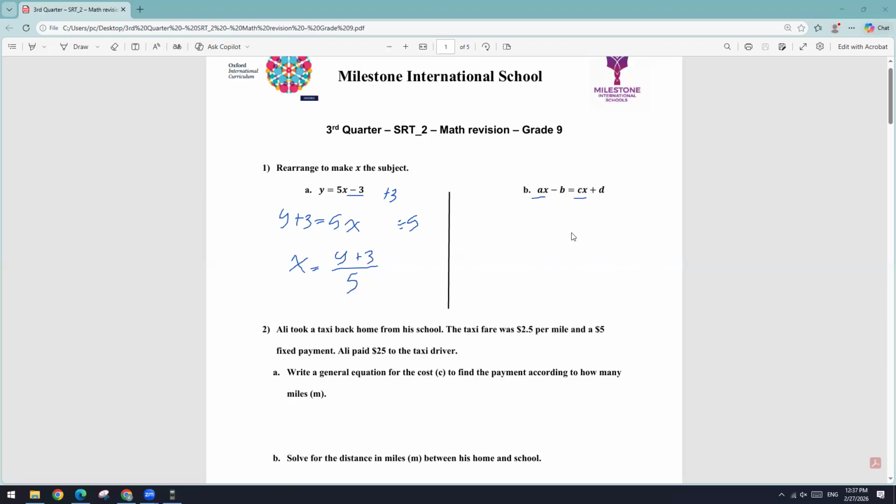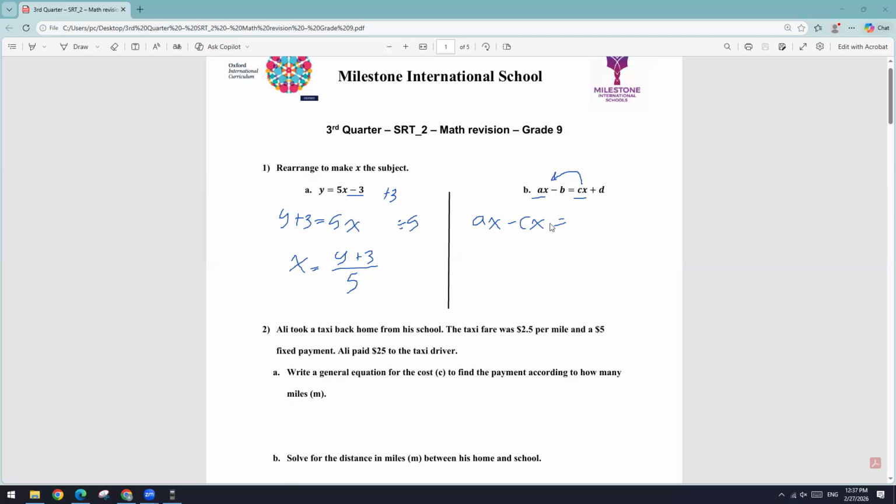Now in part B, the problem is I have x on both sides, on the left and right. So first of all, we have to put all the x on one side and the rest on the other side. So let me bring cx to the left. So here I will have ax. Now when I bring cx to the other side, it will be minus cx. We have to change the sign of it.